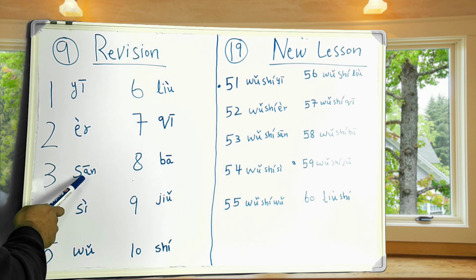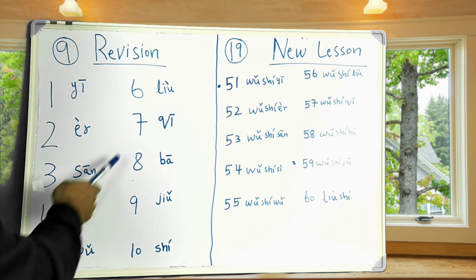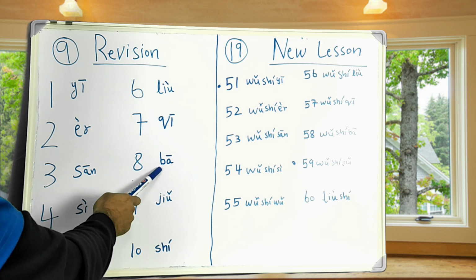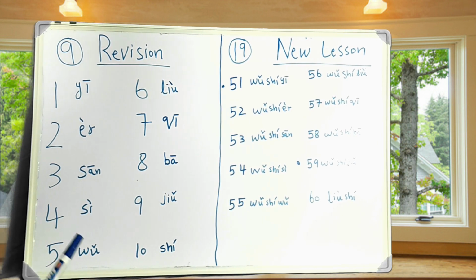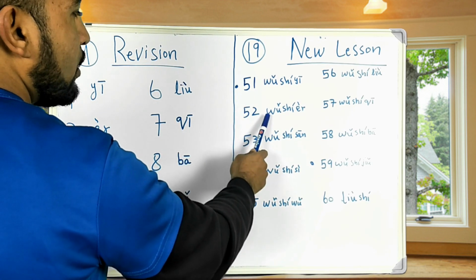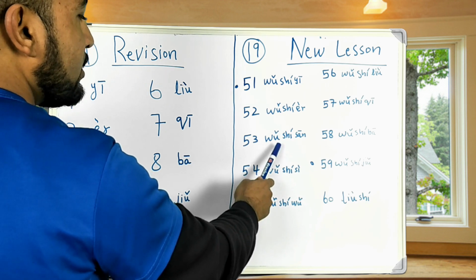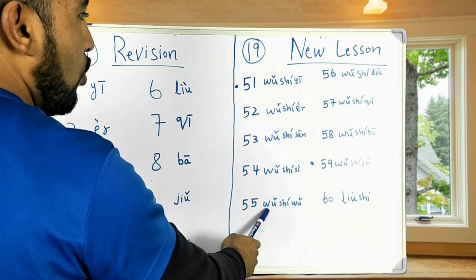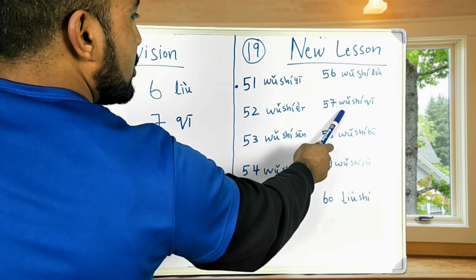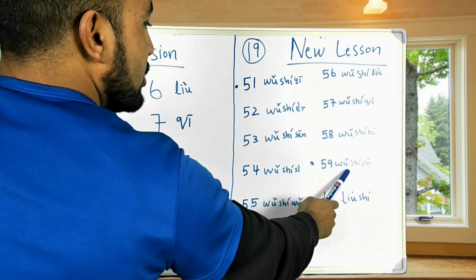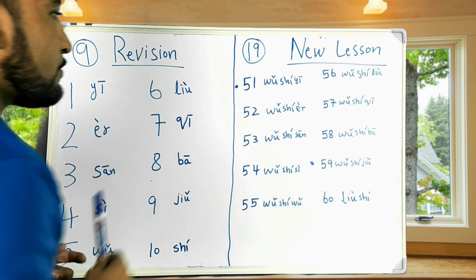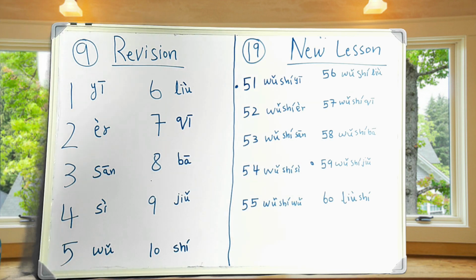一二三四五六七八九十. So for the new lesson: 五十一, 五十二, 五十三, 五十四, 五十五, 五十六, 五十七, 五十八, 五十九. And the last one is 六十.